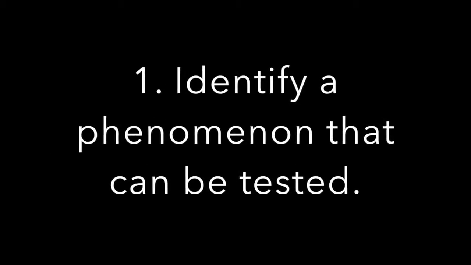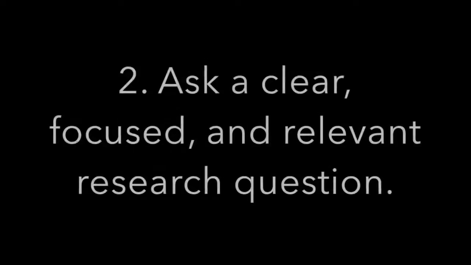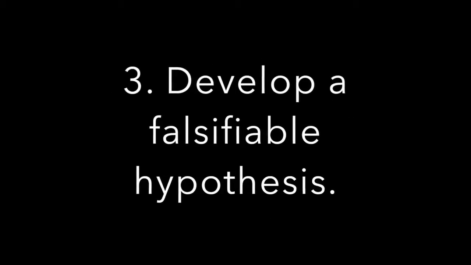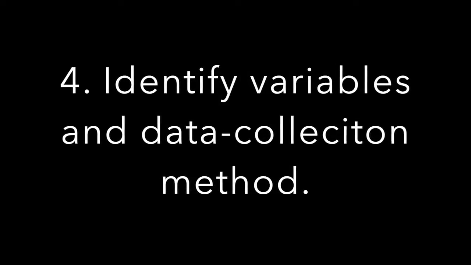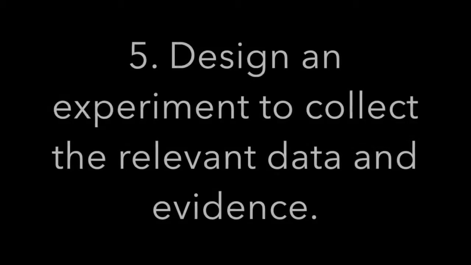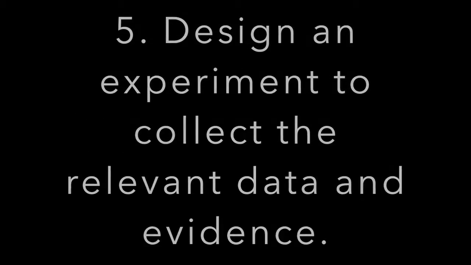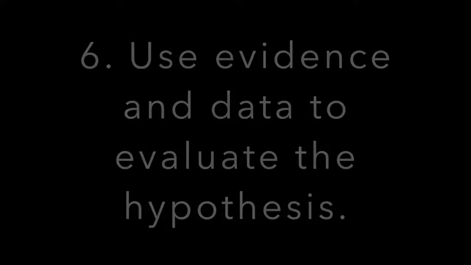Meselson and Stahl identified a phenomenon that hadn't been explained through the support of evidence. They began with asking a clear, focused research question. Then, they developed a falsifiable hypothesis, which helped them to determine what their variables would be, and what data they could collect as evidence. They designed an experiment that produced evidence to directly support their hypothesis, and then the evidence was used to evaluate the hypothesis and support the theory of DNA replication.